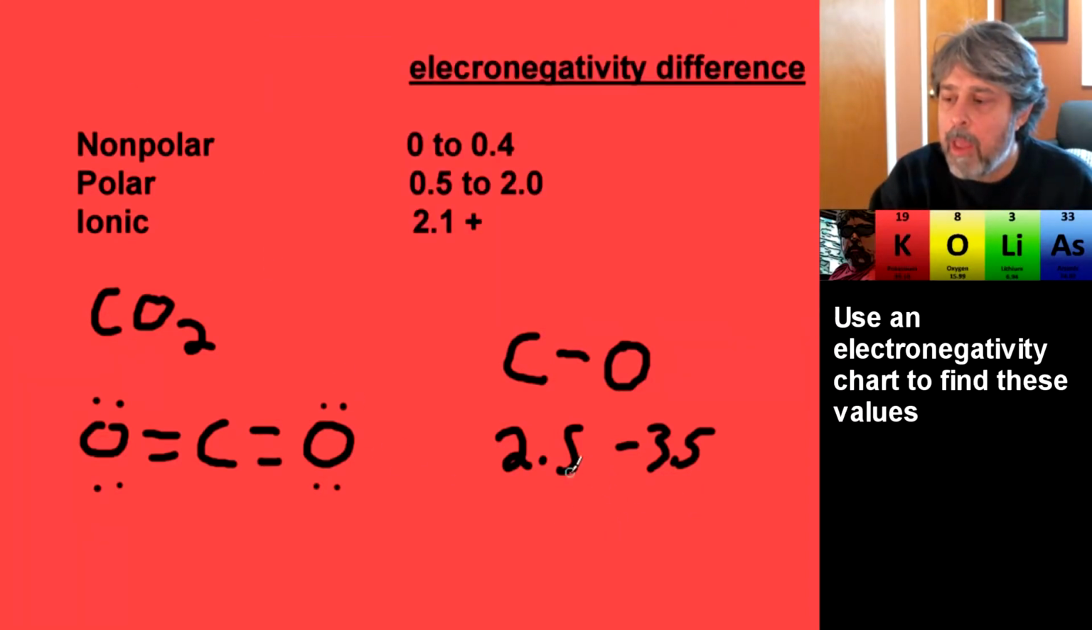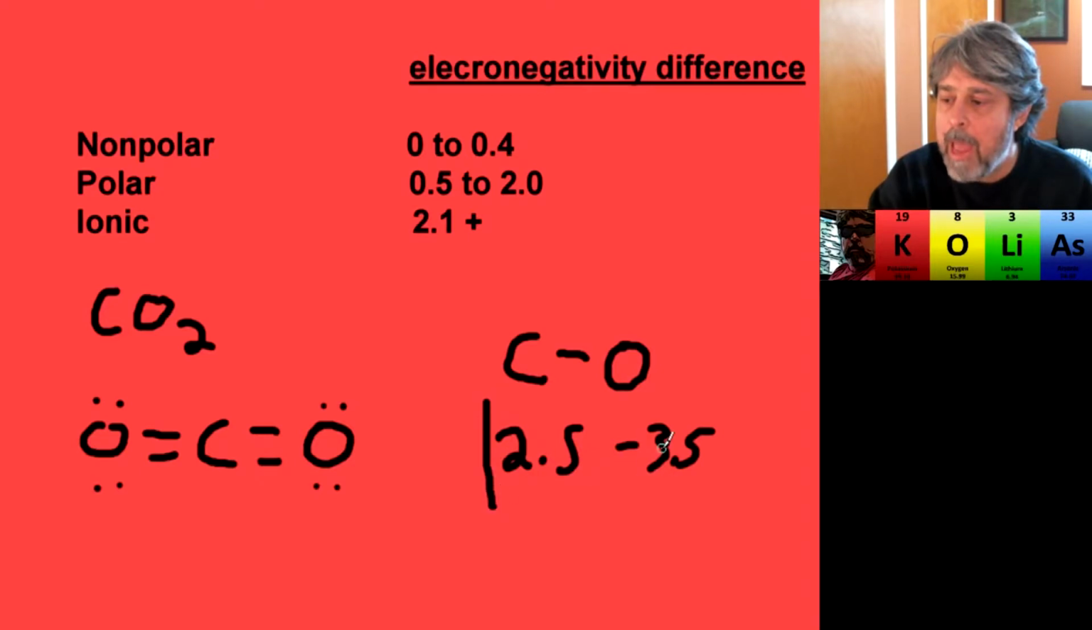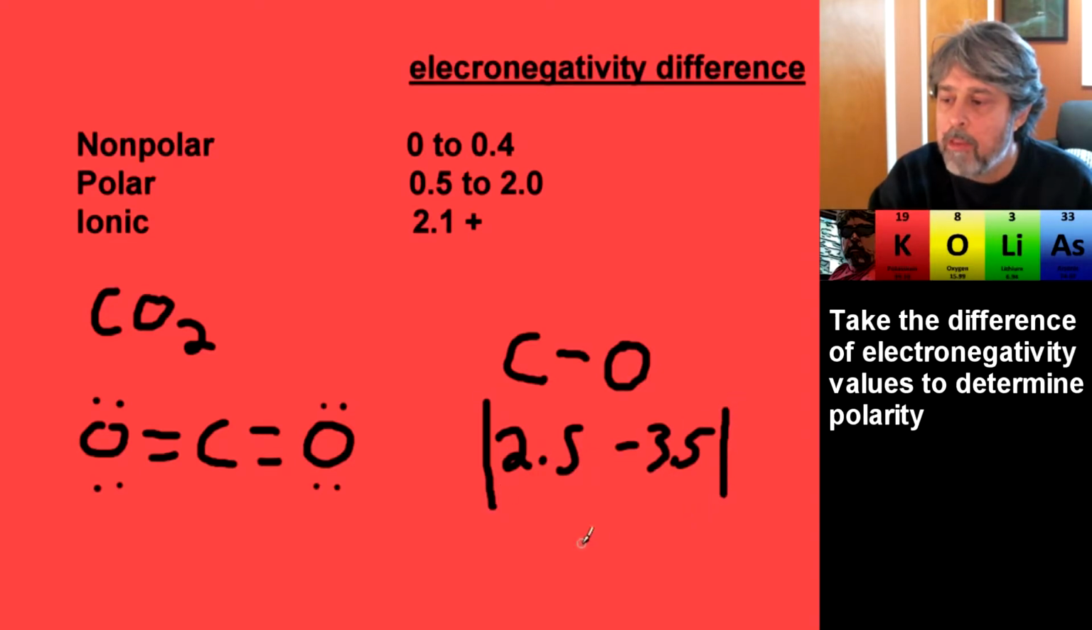Okay, don't have negative numbers. These are always going to be absolute value numbers. We're just taking the difference. So this is going to be 1, not -1. No, there's no negatives up here. So take the positive number. So 1 is polar. Okay, so CO bonds are polar.